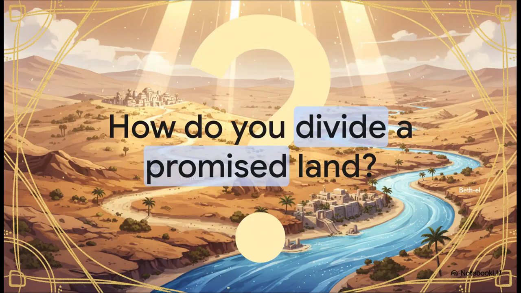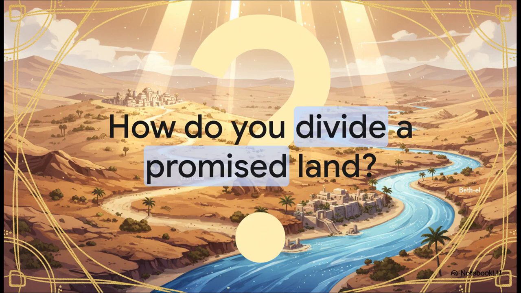So how exactly do you divide a promised land? It's a massive geographical puzzle. Verse 1 starts us off right at a very famous natural boundary, the Jordan River. It specifically pinpoints the Jordan at Jericho, at the waters of Jericho on the east. Boom, a precise, undeniable starting coordinate.